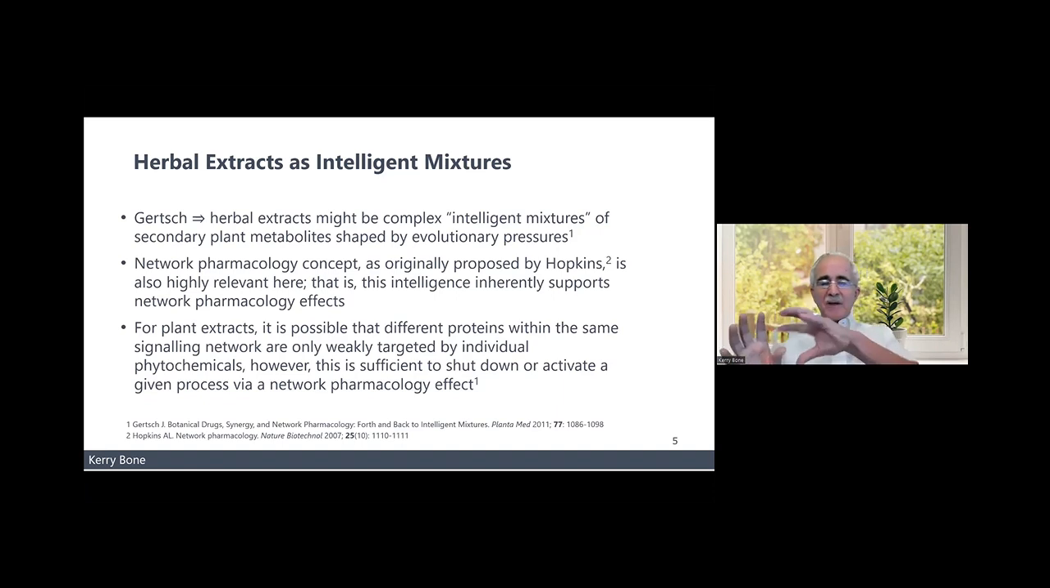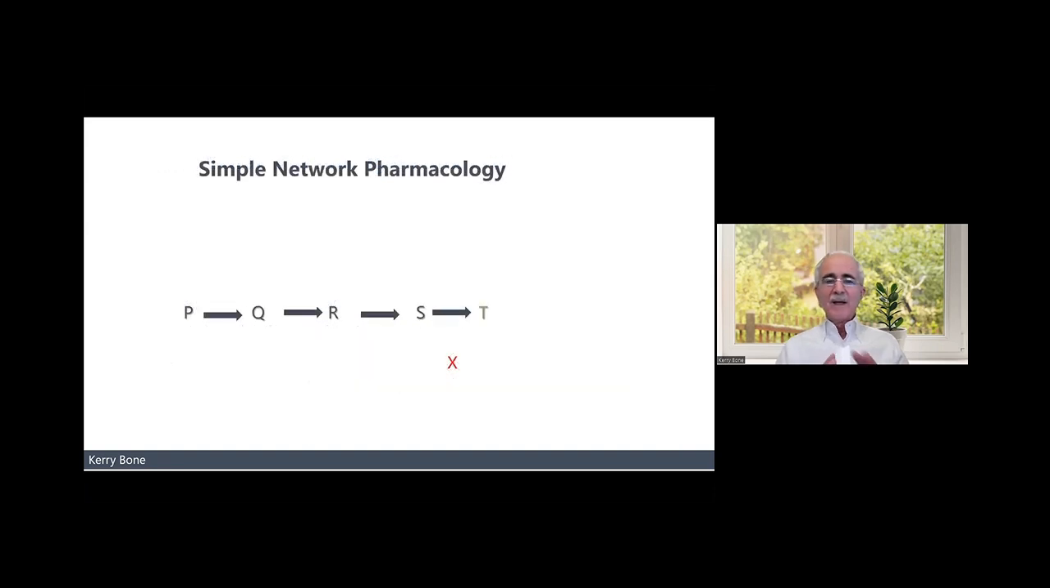However, because it's occurring over the network, this is sufficient to either shut down or activate a given process in the body via this powerful network pharmacology effect. And it explains how something that comprises phytochemicals that are pharmacologically mild in their activity can exert a powerful therapeutic effect. So here's a one-dimensional, simple example of network pharmacology.